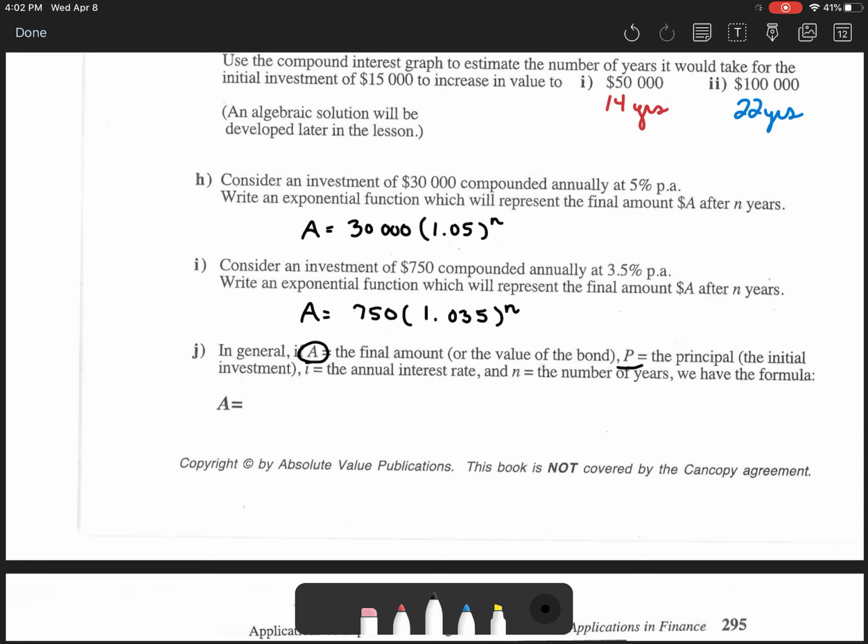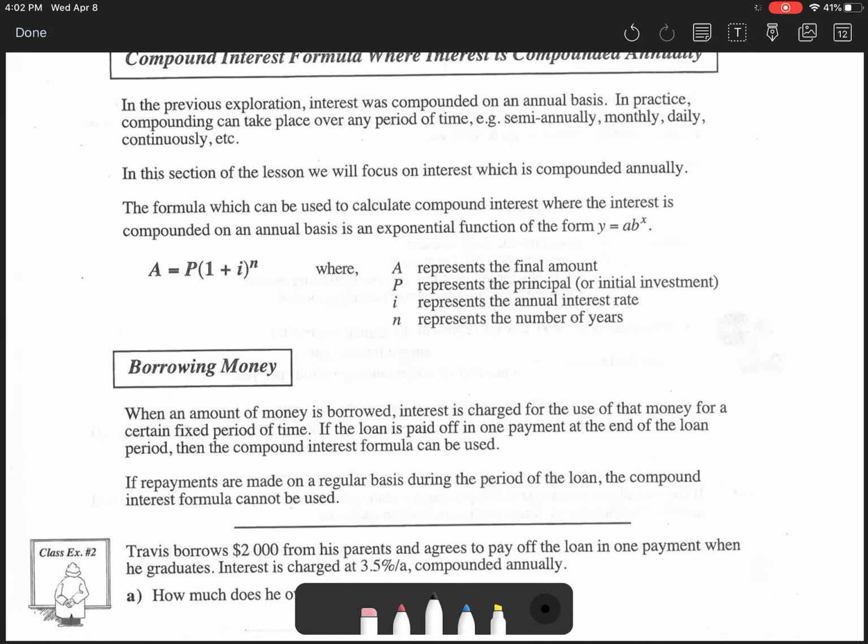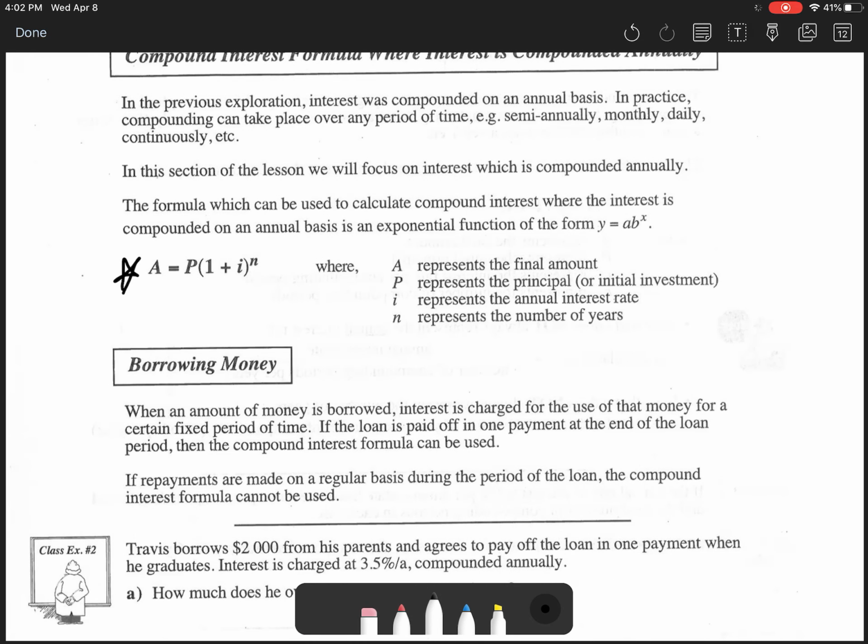Okay, so they want me to come up with a general equation now, where A is always going to be the final amount, P is your principal amount, i is the annual interest rate, and n is the number of years. So it's going to look like this: P times (1 plus whatever your interest rate is) to the exponent of n. And there's your compound interest formula. You'll see that when I go to the next page, that is the formula right there. So again, we need to know that formula, and we need to be very aware of what these 4 variables stand for and represent in the equation.